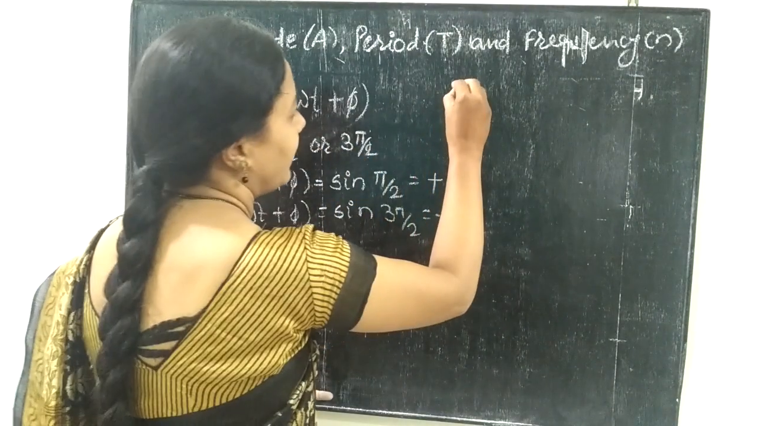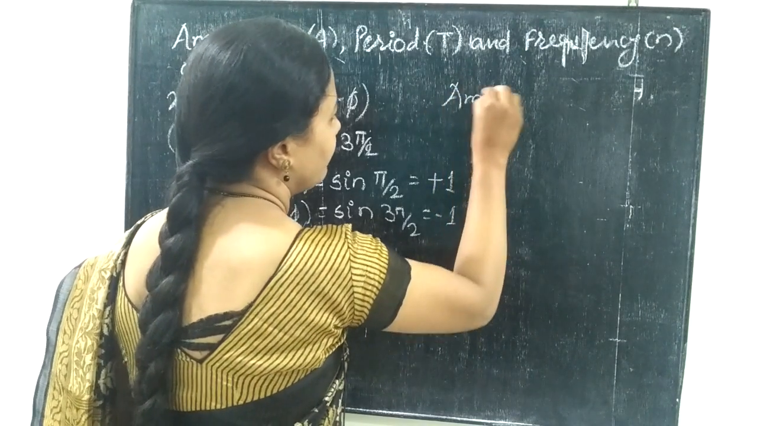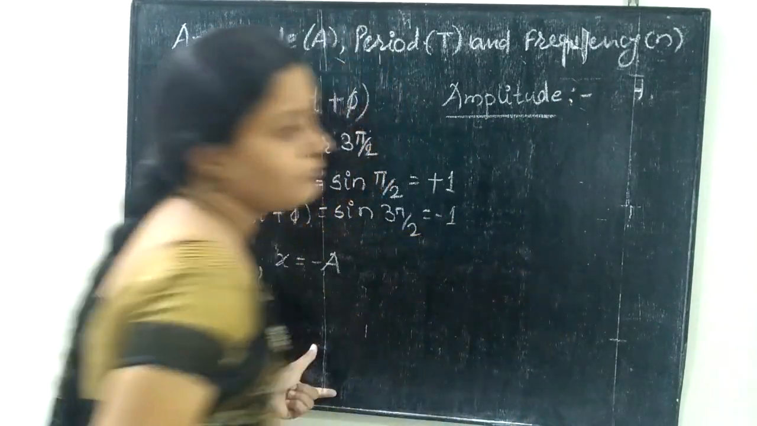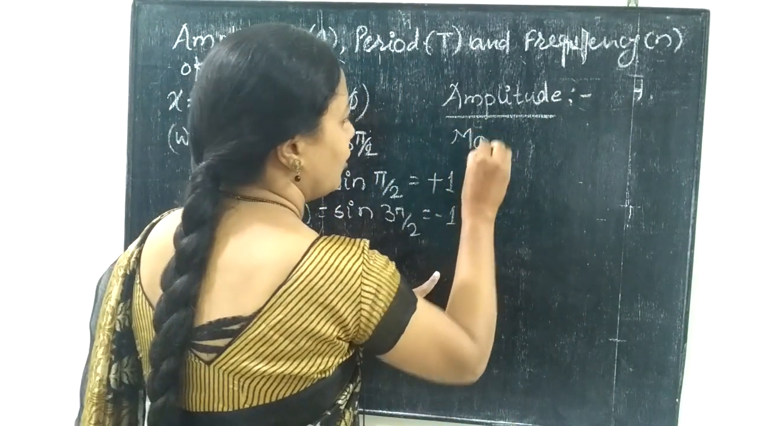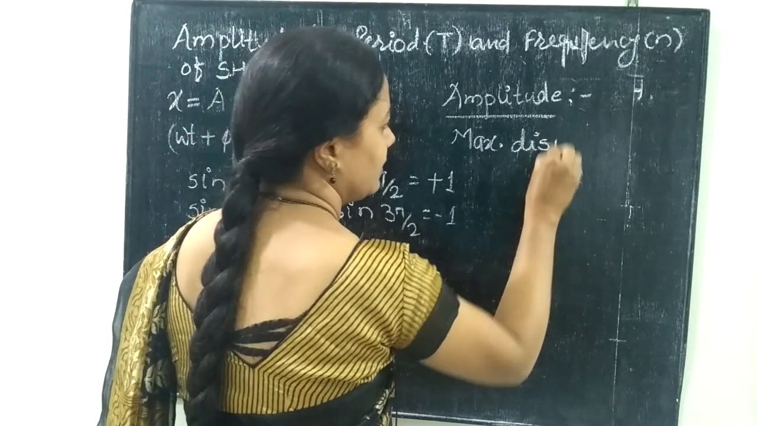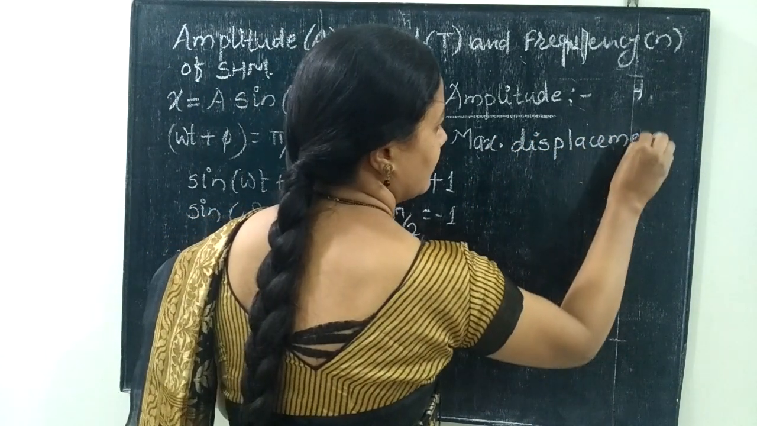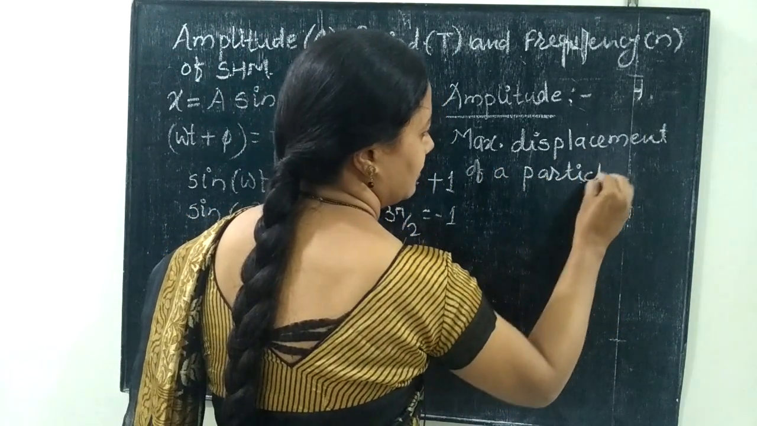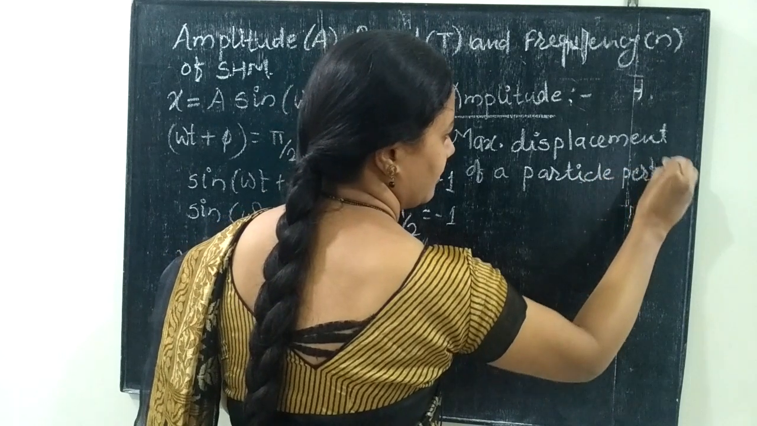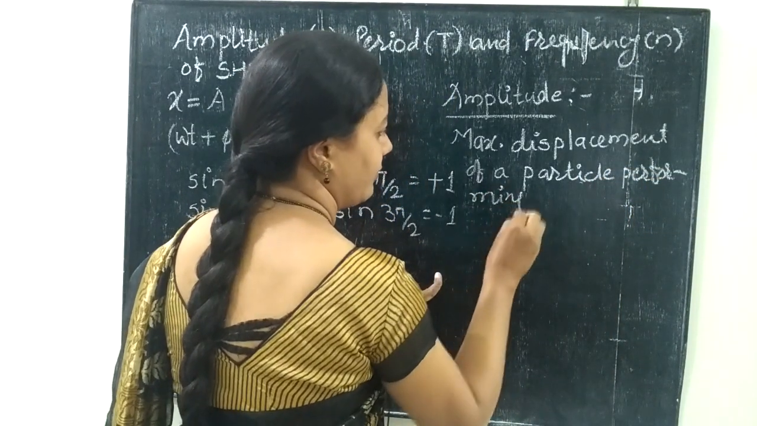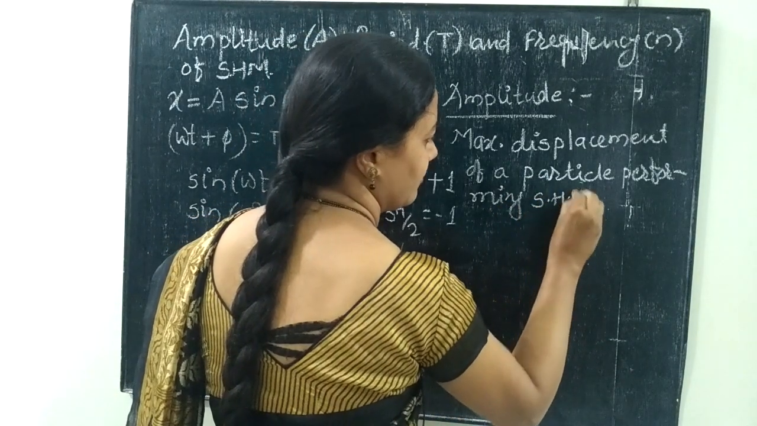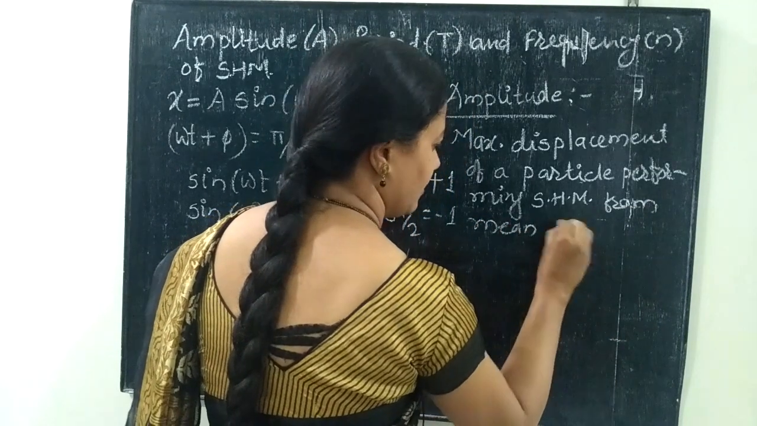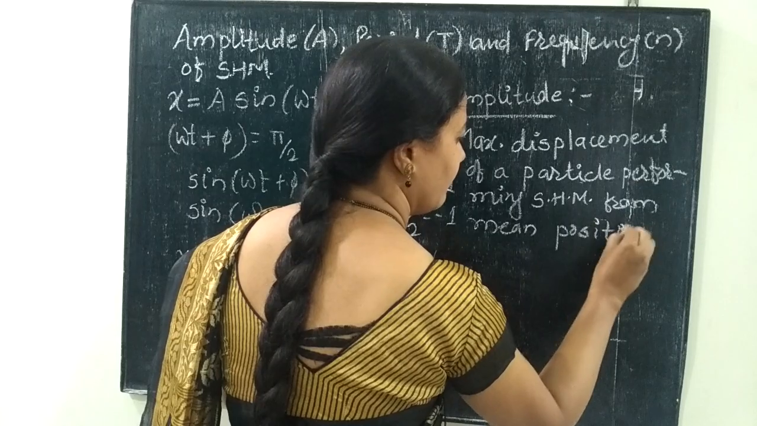If we have to define the amplitude, how can we define the amplitude of S.H.M? The amplitude of S.H.M is nothing but the maximum displacement of a particle performing S.H.M from the mean position.